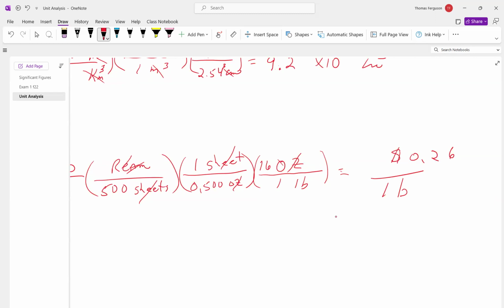So 26 cents a pound. Okay, does that make more sense? And that's a good example on a test question. All right.